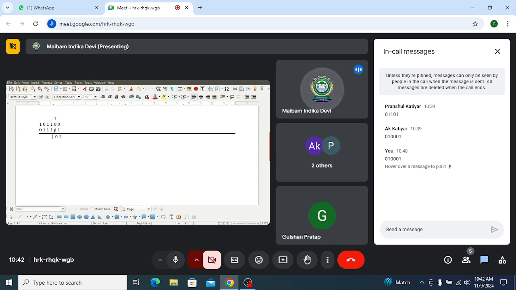Now, no borrow bit involved. Now 1 minus 1 will be 0. 0 minus 1 is 1. Okay, so there will be a borrow bit involved, right? So 1 minus 1 will be 0. So 0, 1, 0, 0, 0, 1, 0, 0, 0, 1.